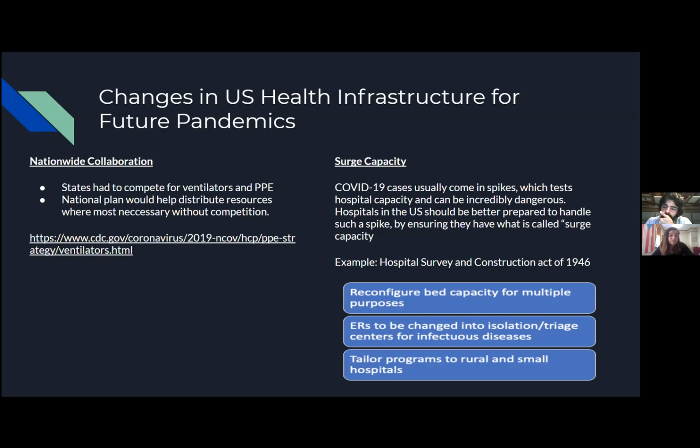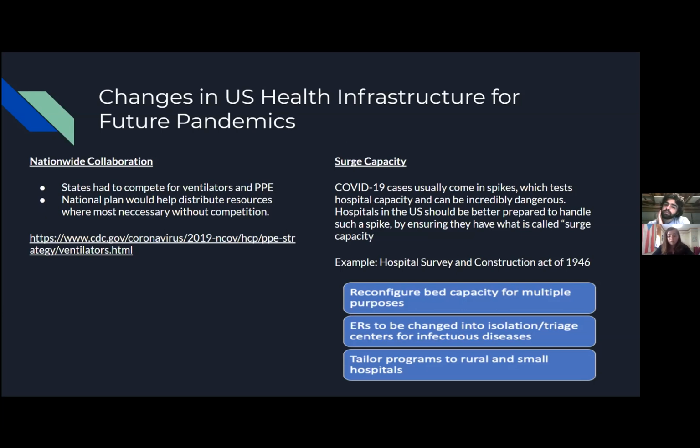And so the fact that they have to compete also means that larger states with larger economies, such as California, for example, have an advantage because they can outbid their smaller state counterparts. And if we had instead a singular national plan, the states could allocate these resources where they are most necessary without the need for the states to compete. And the CDC has set up guidelines for how they would allocate these resources. And there's this link right there. I would go over it, but I don't want to go over our time.